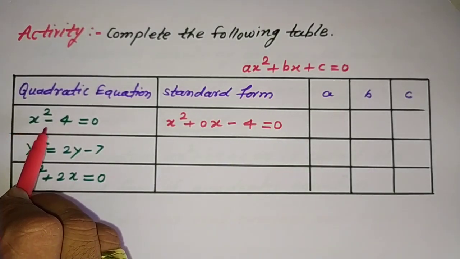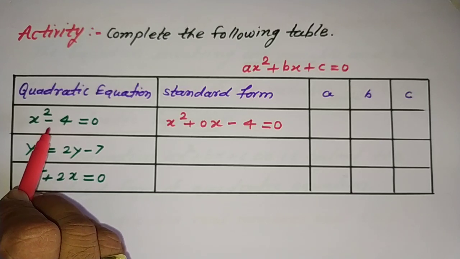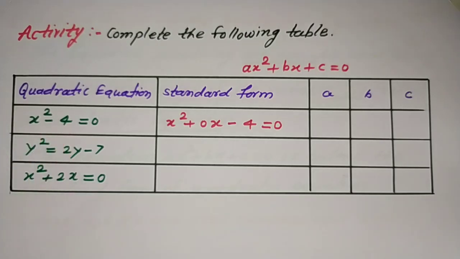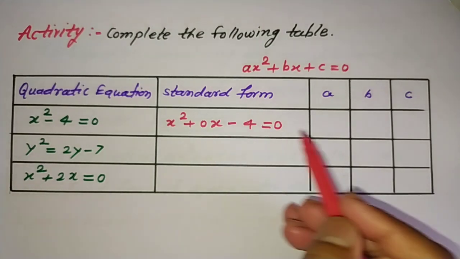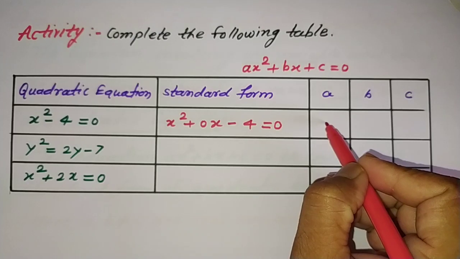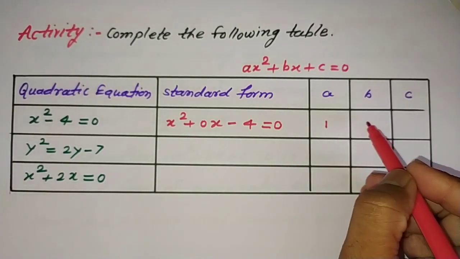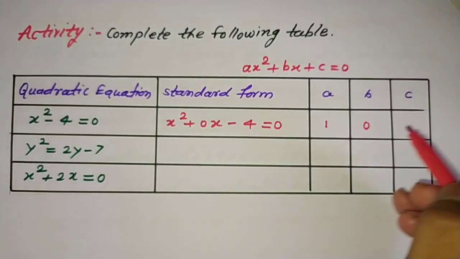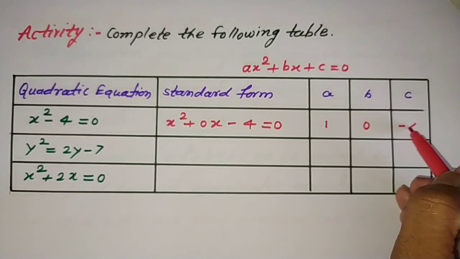The variable x has degree 1 term 0x. The value of a is 1, the value of b is 0, and the value of c is minus 4.